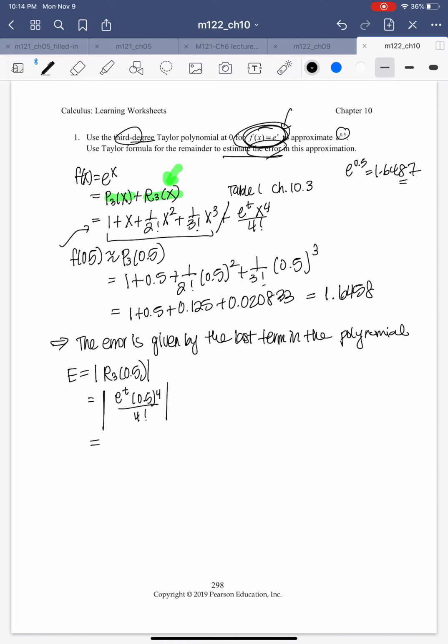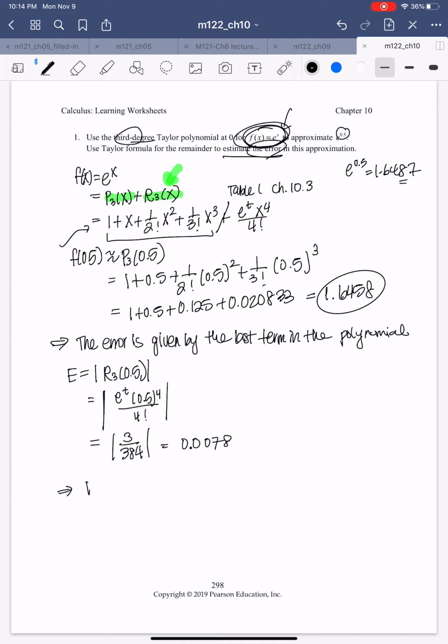Okay, I'm getting absolute value of 3 over 384, which is equal to 0.0078. So what does this mean? This means we can conclude that approximation value of 1.6458 is within plus or minus 0.0078 of the exact value of e to the 0.5.